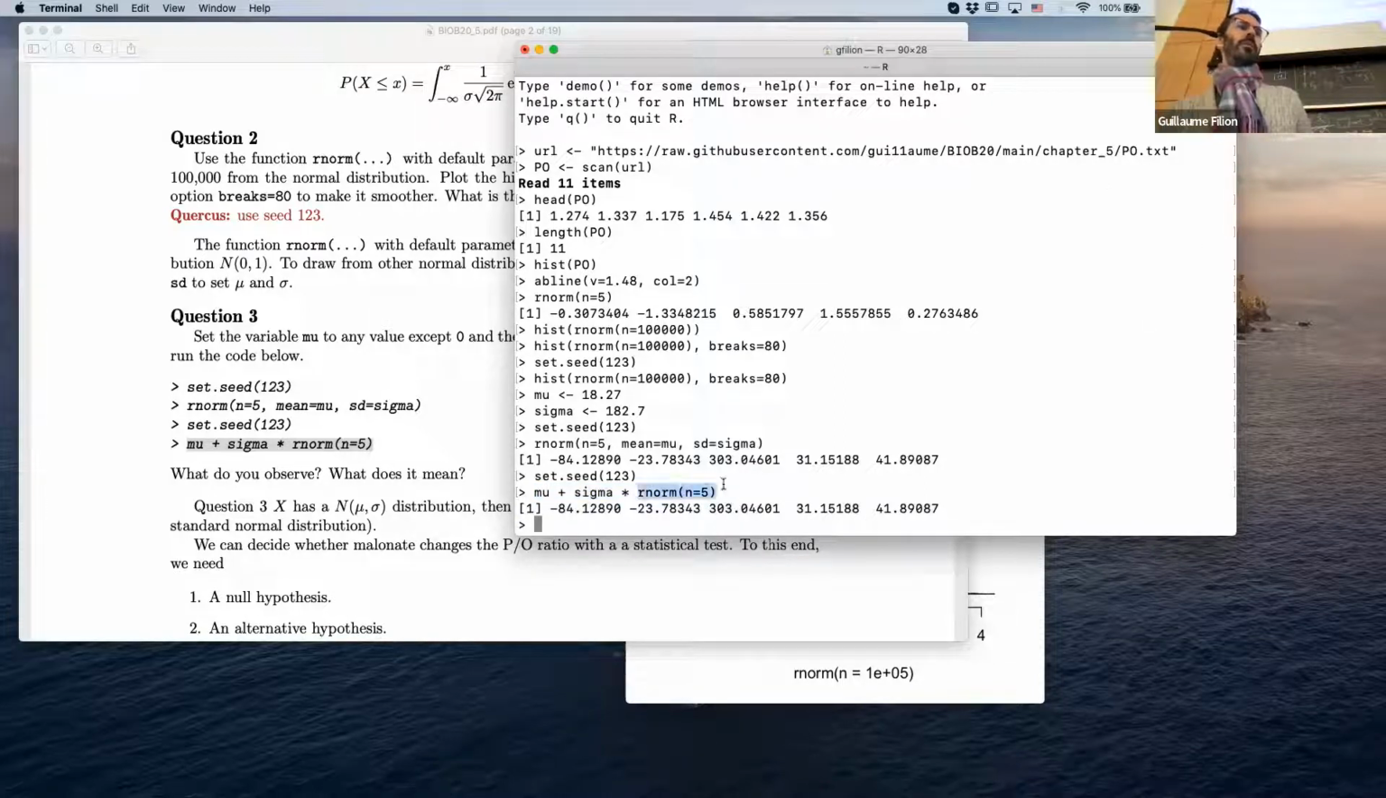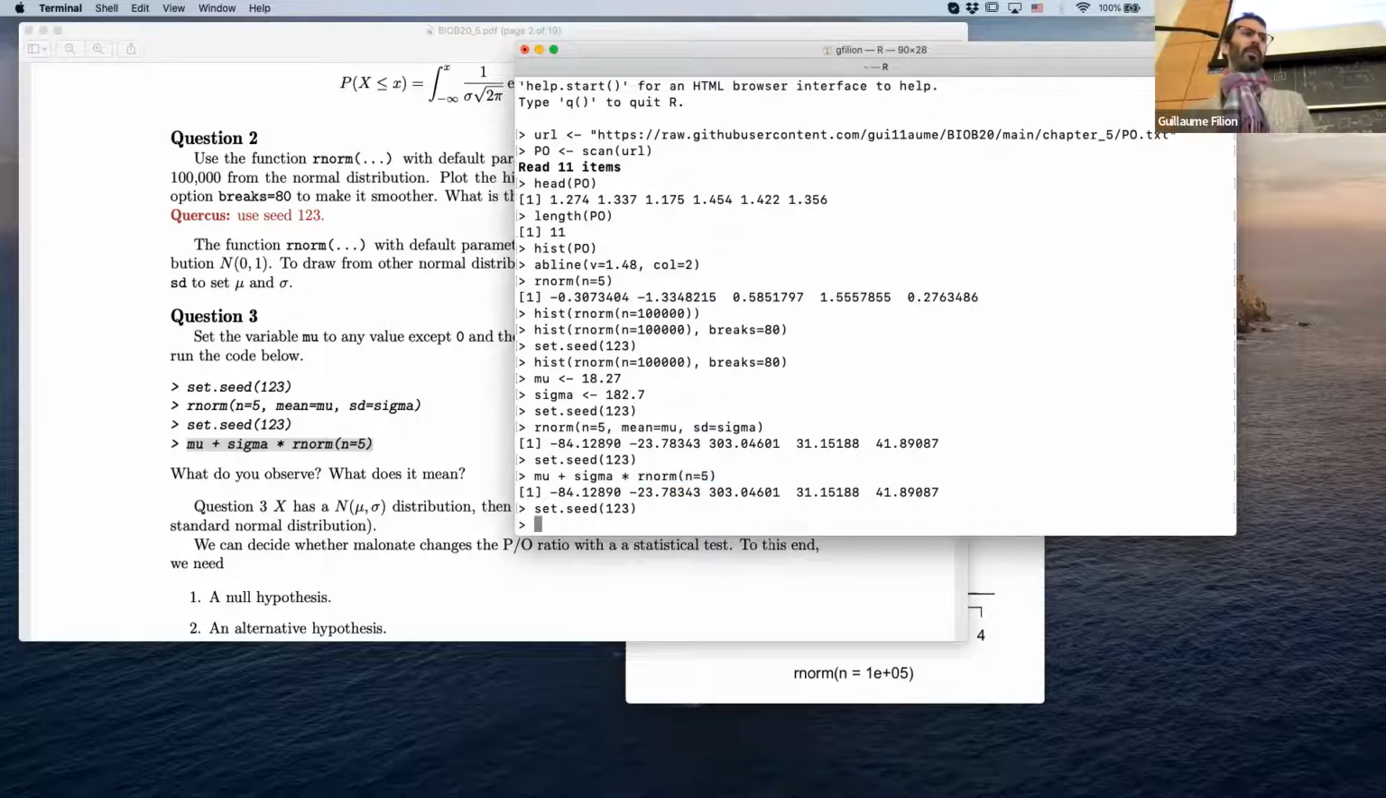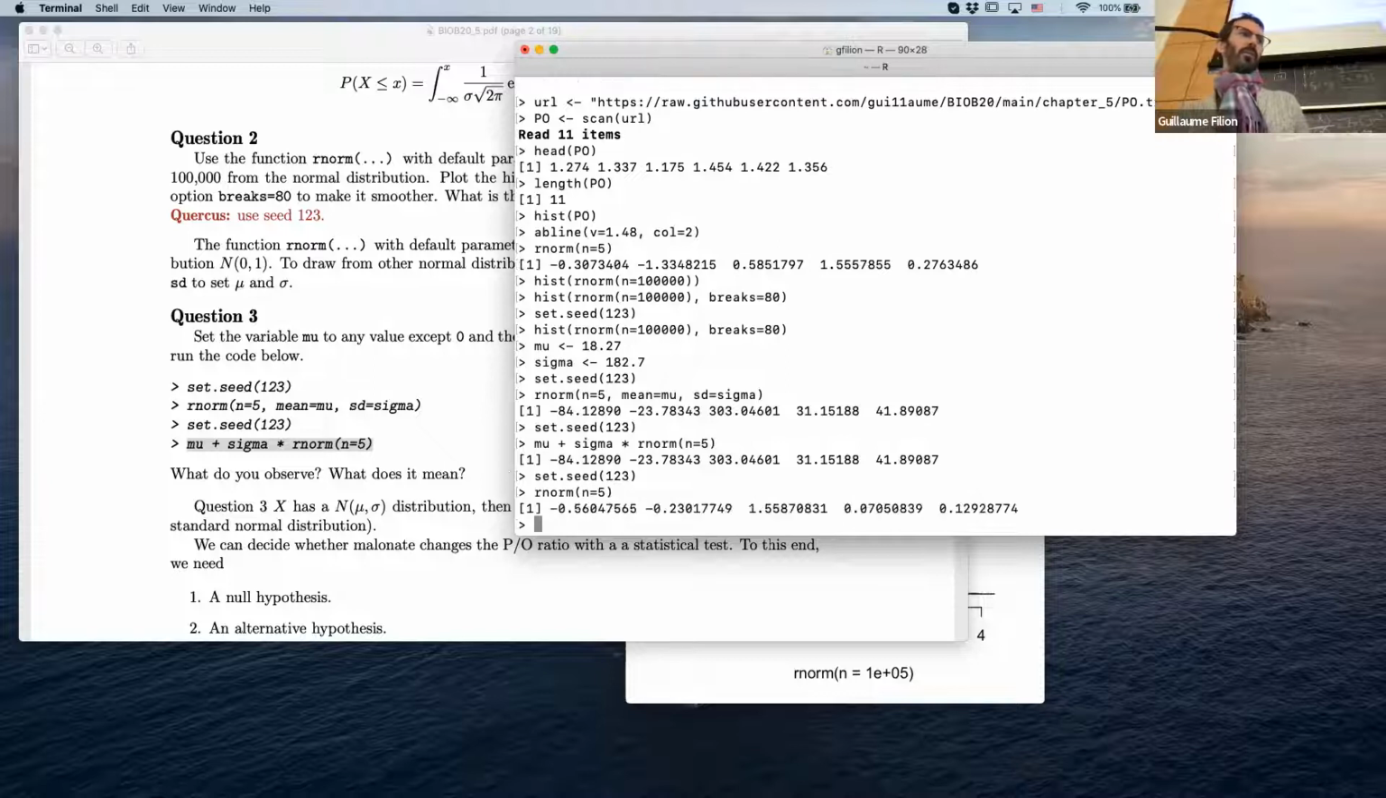Indeed, here rnorm n equals 5. Let's do it again. rnorm n equals 5. You can see that the numbers are in the range around 0, as many below 0 as above 0. With 5, of course, it's not possible to be exact. And they have nothing to do with these numbers here. These numbers are much higher, much more variable. But if you take these numbers and multiply them by sigma, which is 182.7, and then add mu, 18.27, then I get exactly those numbers, which is pretty much the same as drawing from N(mu, sigma).